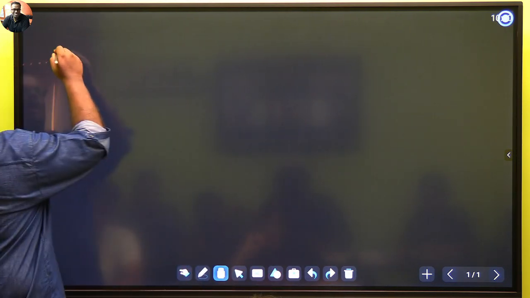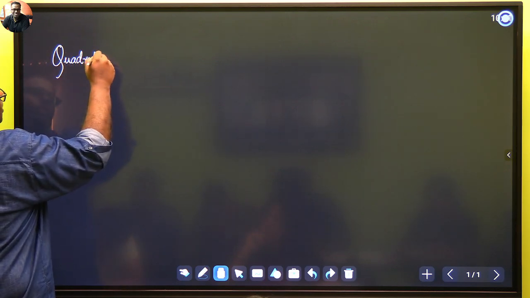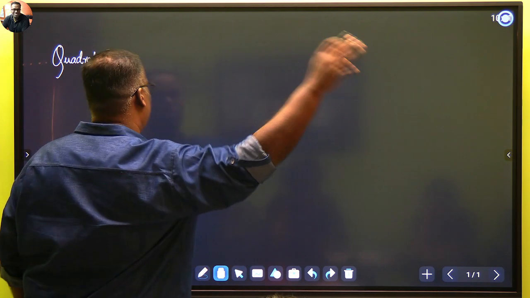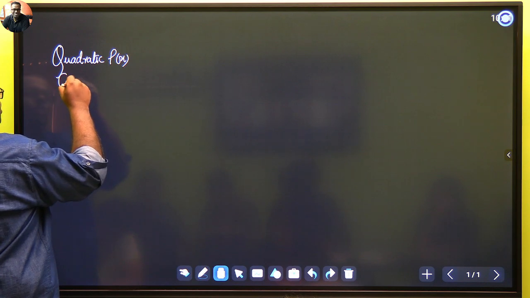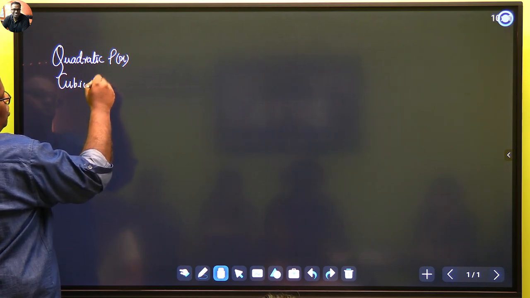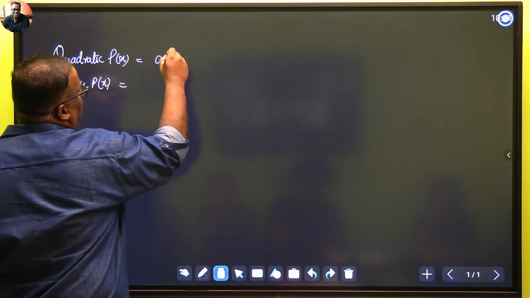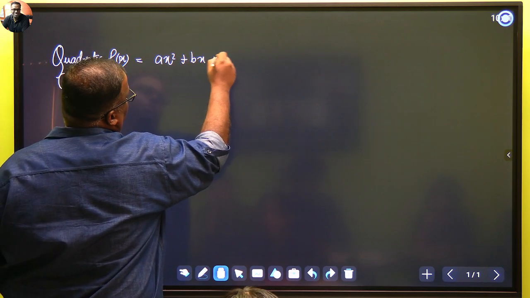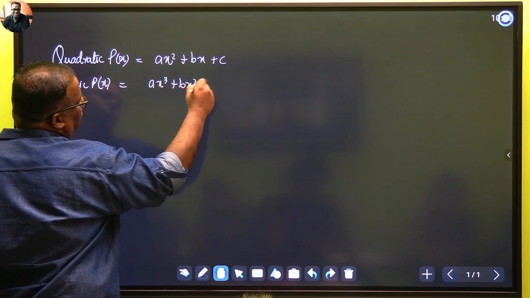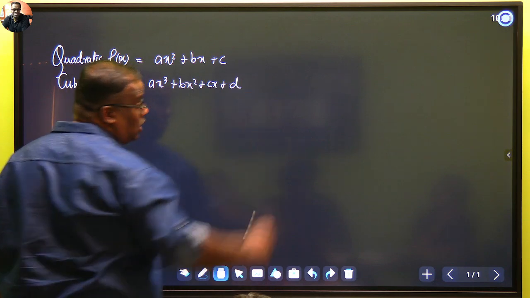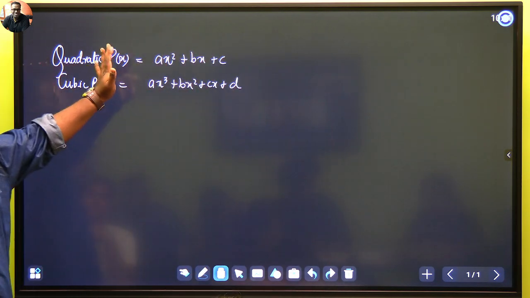So we will be dealing more with quadratics in this chapter, and this chapter has a direct relation with quadratic equation also. So we will be dealing with quadratic polynomial, and we will also deal with cubic polynomial. If we deal with both of them, we should know how they look. That is the standard form: ax squared plus bx plus c, and this will be ax cubed plus bx squared plus cx plus d. Equal to 0, don't write that. That is quadratic equation. This is only polynomial.